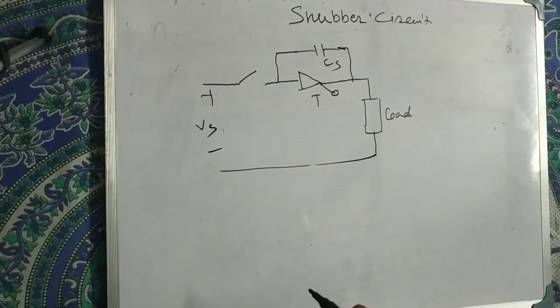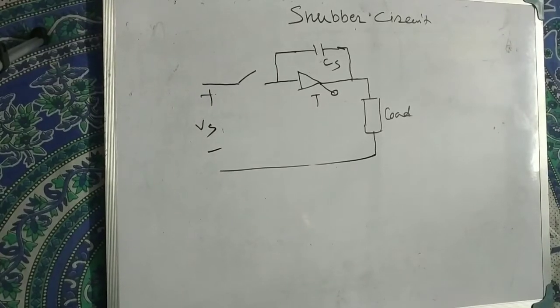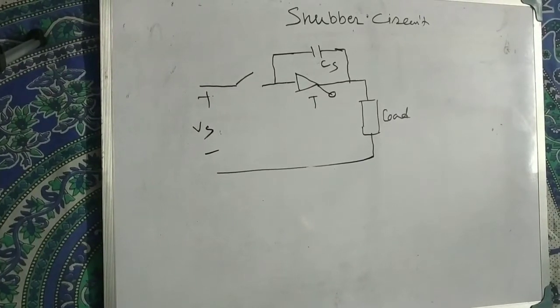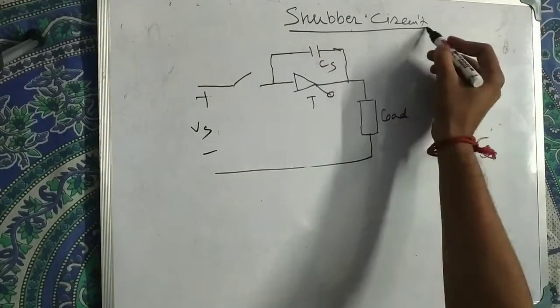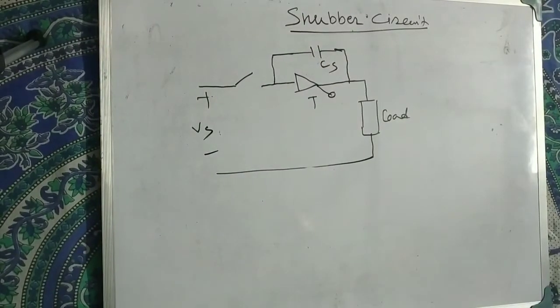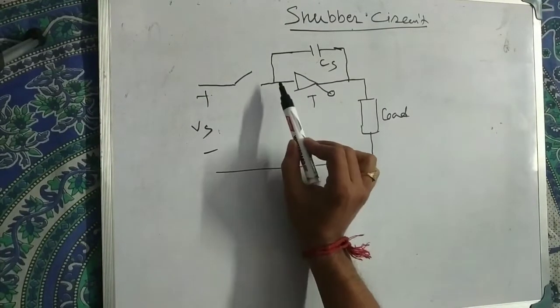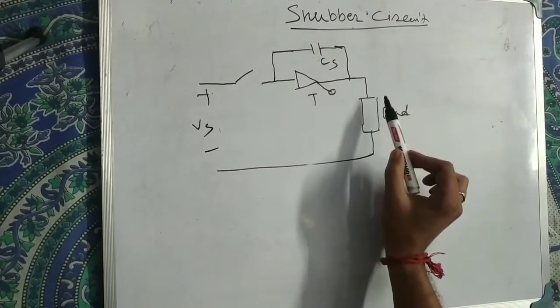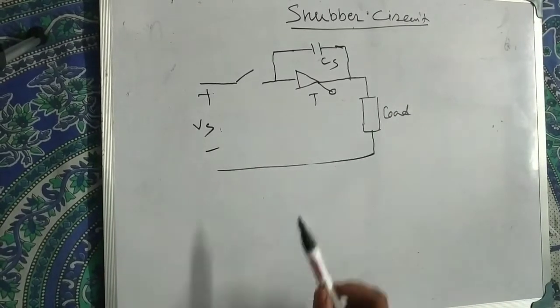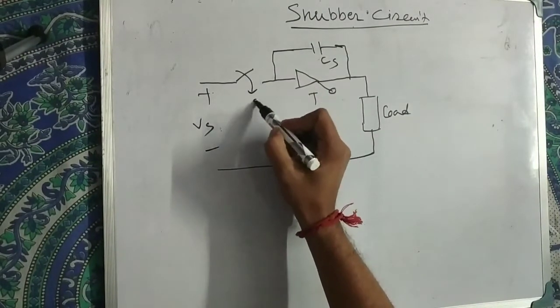We have already studied the turn-on process of SCR and the two-transistor model of SCR. Now we will study an important topic, the Snubber circuit. Here you can see an SCR, meaning a thyristor, connected in parallel with a capacitor, and a load is connected in the circuit, and here is a switch.